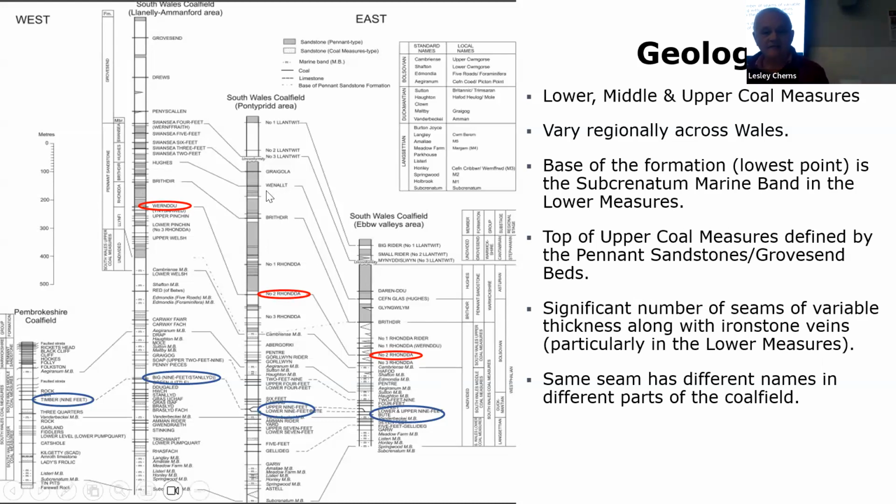This is the sequence of strata in these areas. The lower area is known as the lower coal measures, the lower deposits, then we have the middle coal measures in the middle, and the top would be the upper coal measures. You can see there's quite a regional variation across the coalfield. The defined lowest point of the coal measures is the subcrenatum marine band, right down at the bottom here, and the top is the Pennant sandstones, which occur at the top.